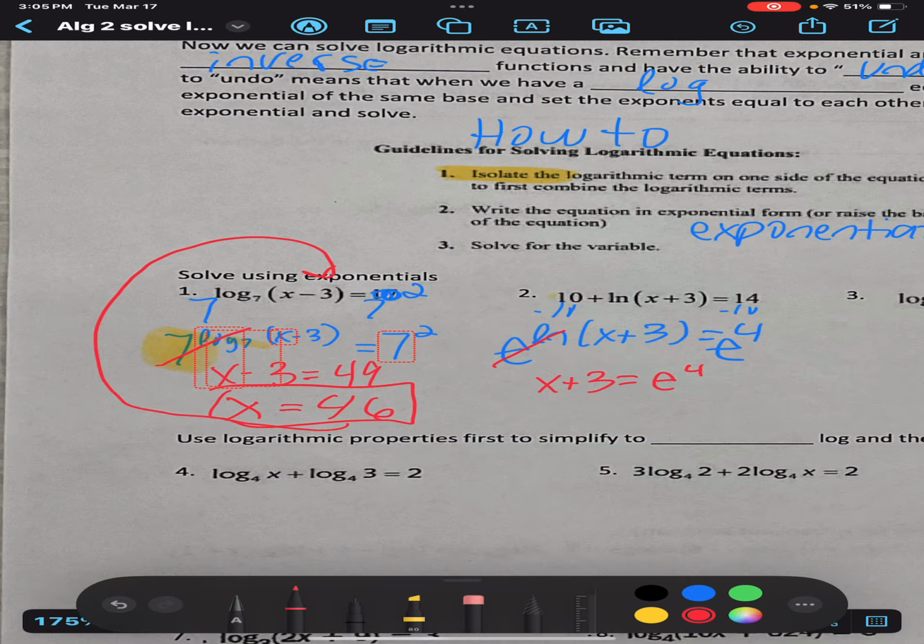Now, you can actually leave the problem as e to the 4th, or you can use your calculator and plug in e to the 4th. It equals something, but I don't know off the top of my head. And I'm just going to leave it as e to the 4th minus 3. And call it a day.